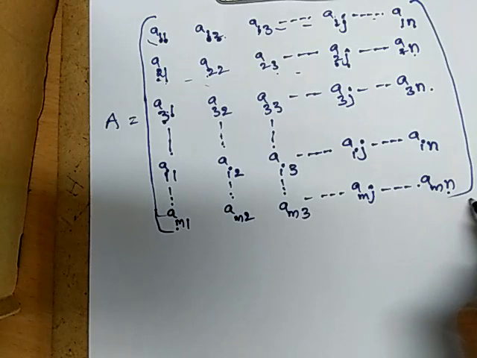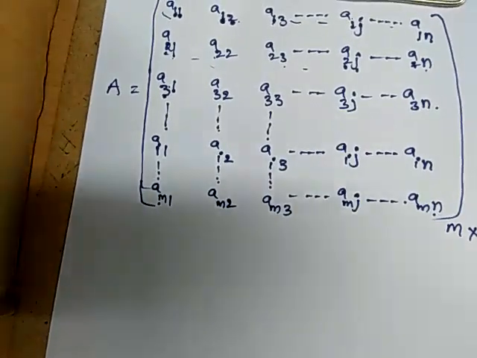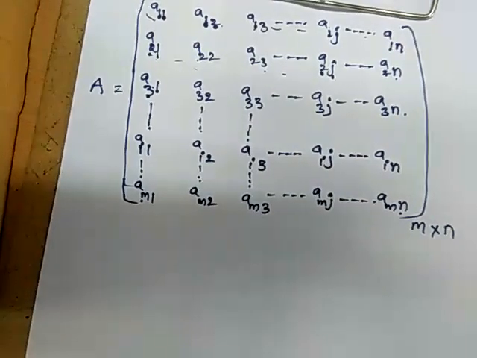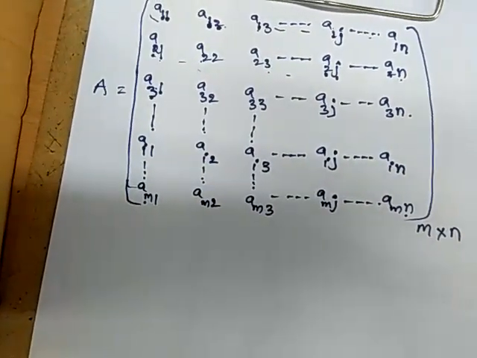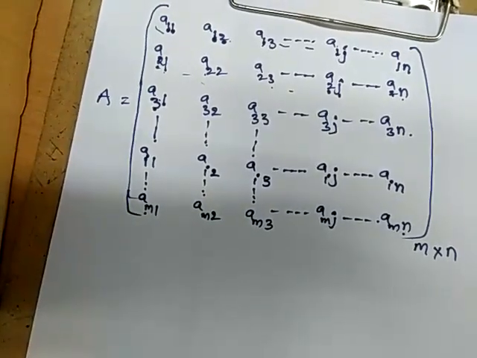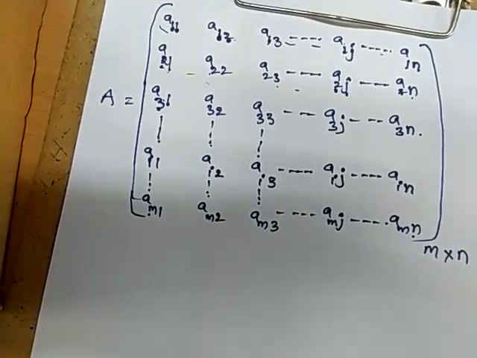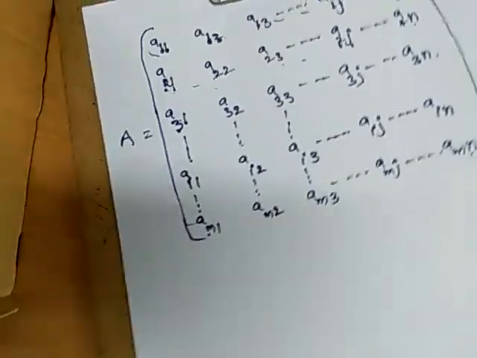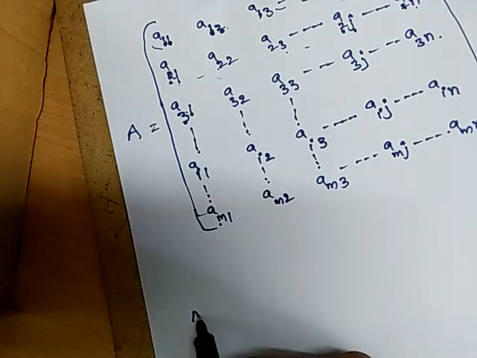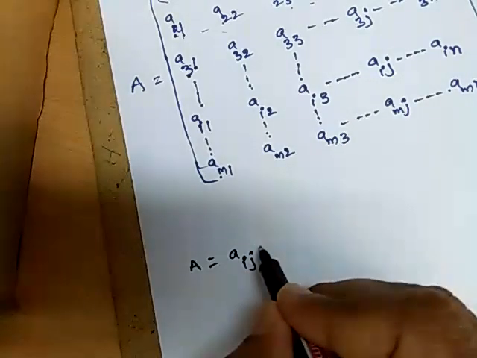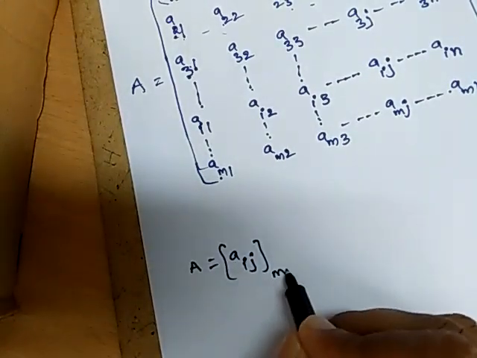So the order of the matrix is m rows and n columns. We read it as an m by n matrix. The general matrix order is m by n. Here this matrix has m rows and n columns, therefore the order of this matrix is m by n. This is the general formation of a matrix. We can denote this matrix simply as A equals aij, m cross n.